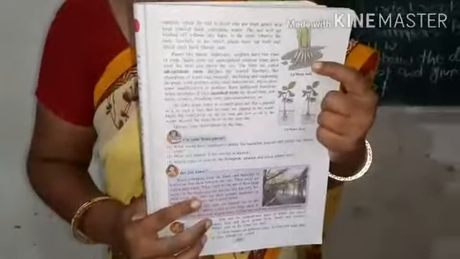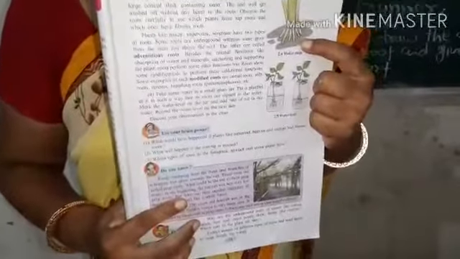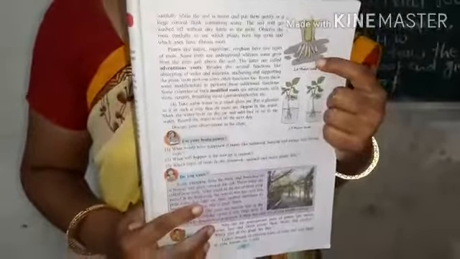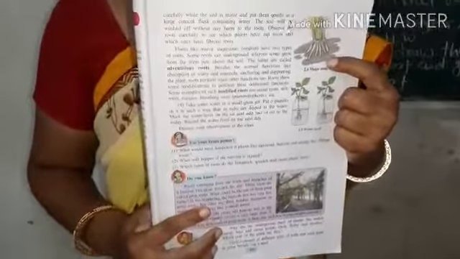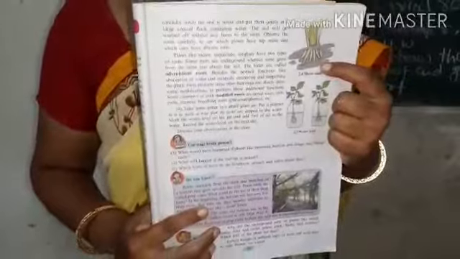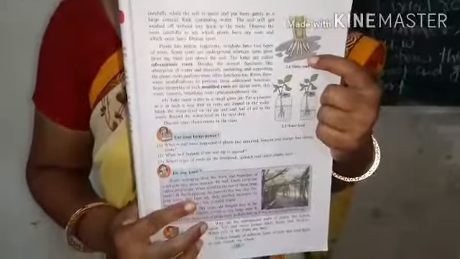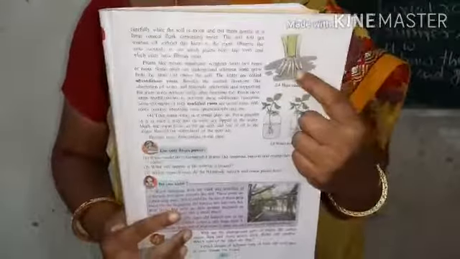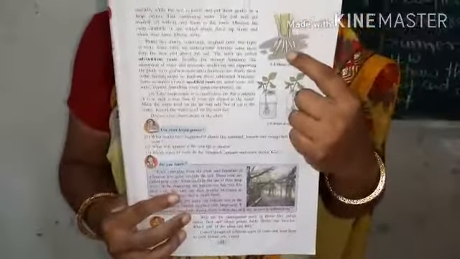Some plants like maize, sugarcane and sorghum have two types of roots. Some roots are underground and some grow from the stem to the ground just above the soil. These are called adventitious roots. See in this diagram, these are adventitious roots.